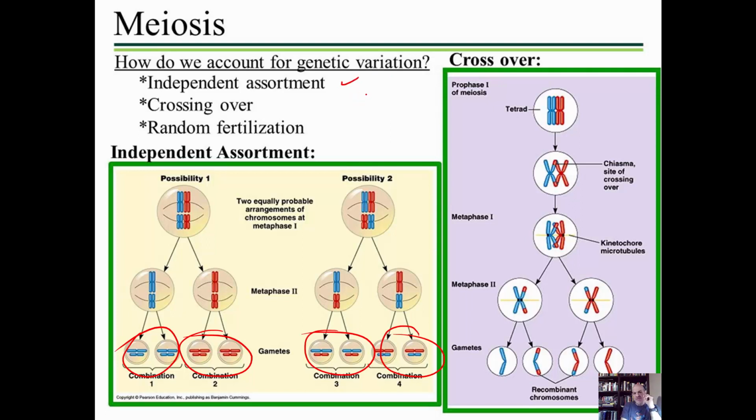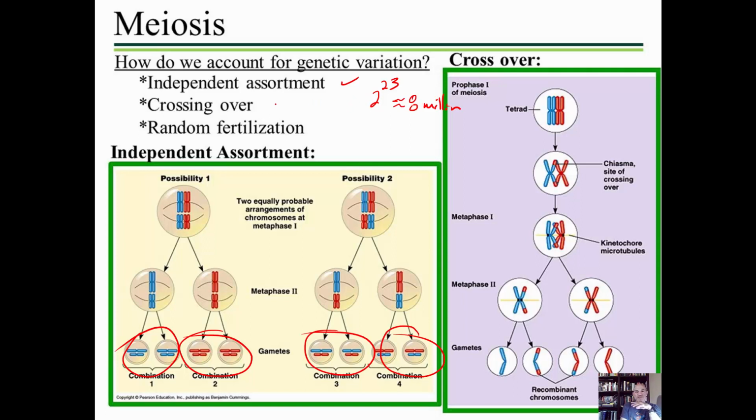When it comes to humans, we're talking about two possible ways of lining up for 23 pairs. So that's 2 raised to the 23rd power. That's going to be over 8 million. So you're going to have approximately 8 million, or just over 8 million, combinations just with independent assortment.